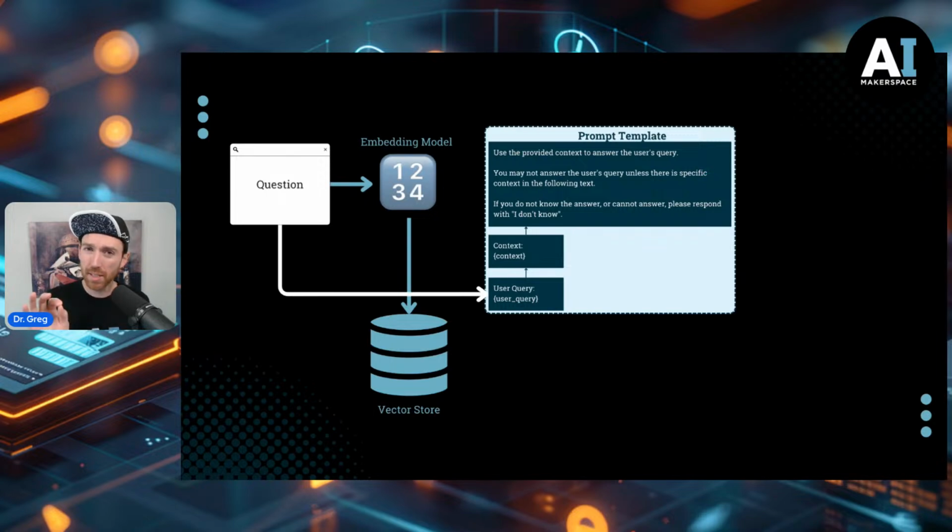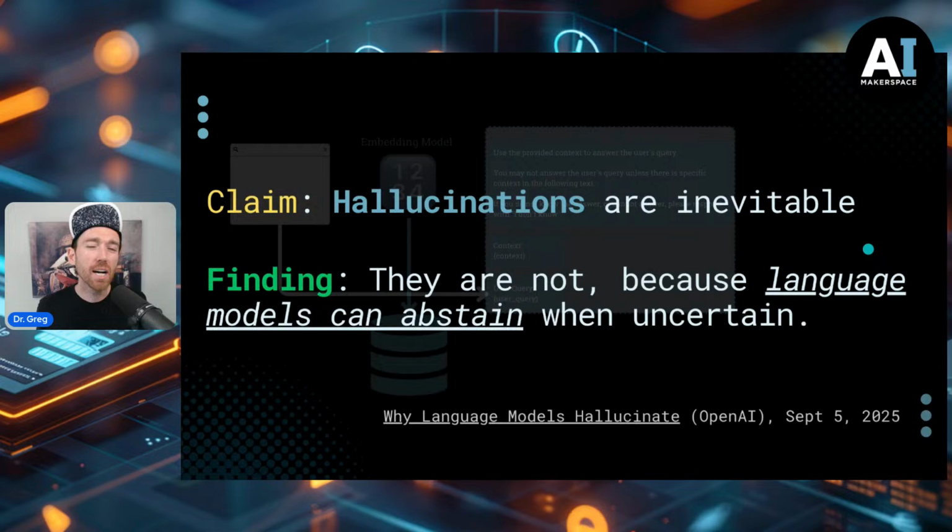And importantly, we say something like, if you don't know the answer, don't answer. Don't hallucinate. Say, I don't know. As we like to say at AI Makerspace, embrace the I don't know. That's what we want our LLMs to do. And in fact, this is exactly aligned with what we see from the paper that came out from OpenAI this past week. They talk about hallucinations being inevitable.